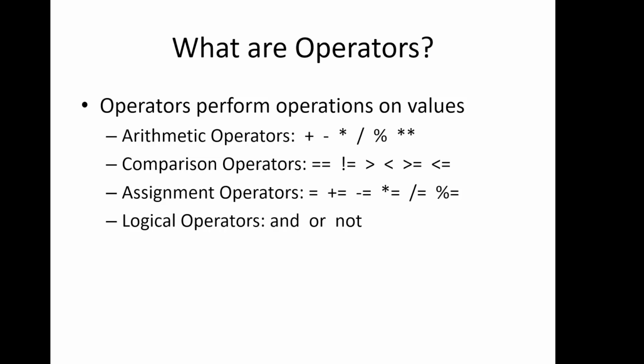Assignment operator. If we want to assign any value to a variable, in the previous example we saw that age is equal to 15 or name is equal to Lalit. So equal to is an assignment operator and it tells Python to store this Lalit value in name or 15 value in the age variable. And the logical operators are and, or, and not. These are the logical operators.